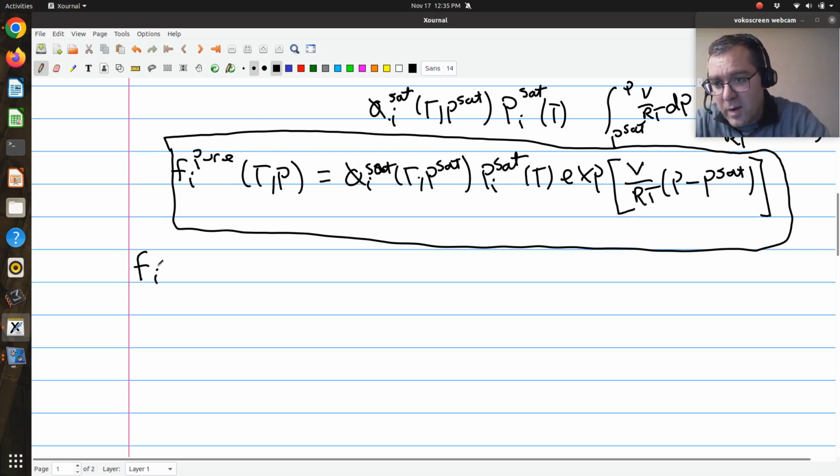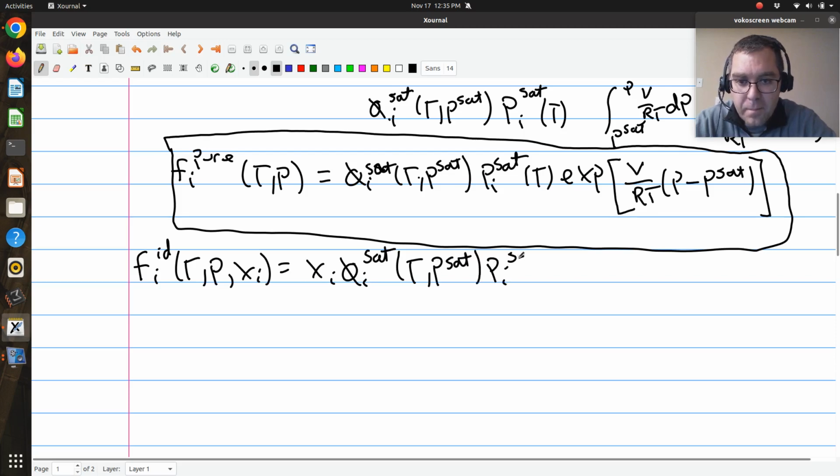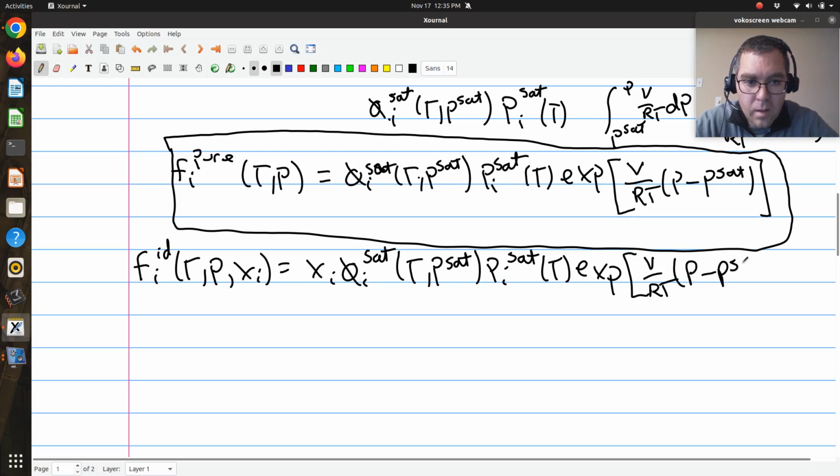Then the fugacity of component i in my ideal solution is just mole fraction times that, so it's going to be x_i times phi_i sat at T and P_i sat, times pi_i sat at T, times the exponential of my Poynting correction. You could think of it as at T as well. This is the mole fraction of component i. That's the fugacity of pure component i at the same T, but at the pressure corresponding to its saturation pressure, and my Poynting correction.